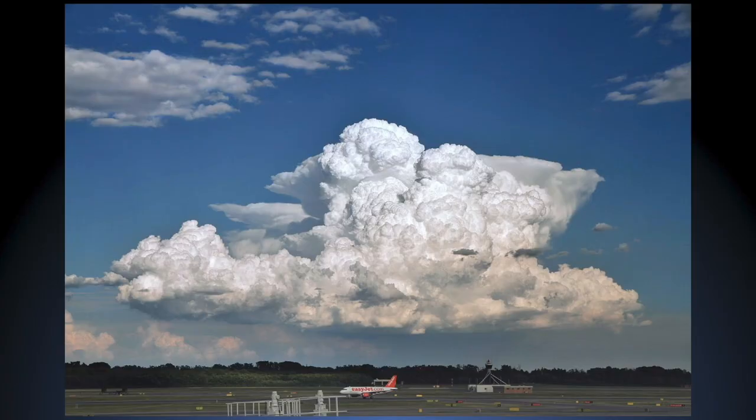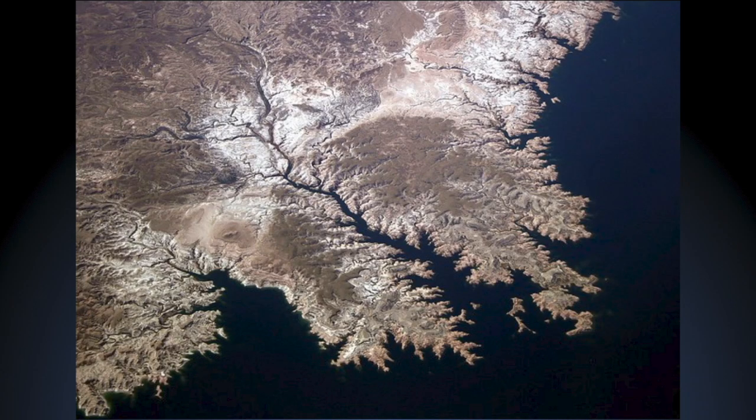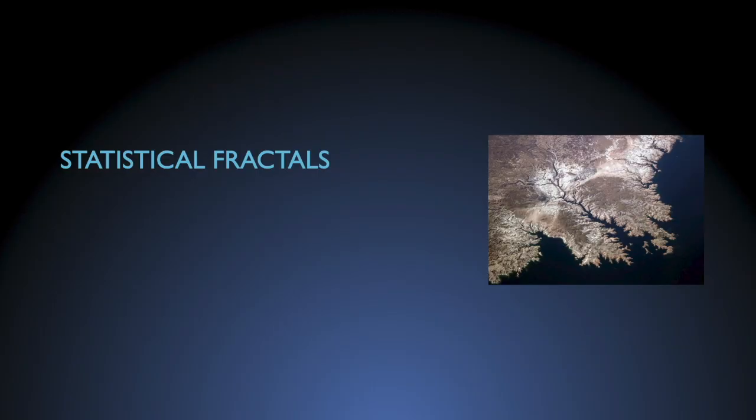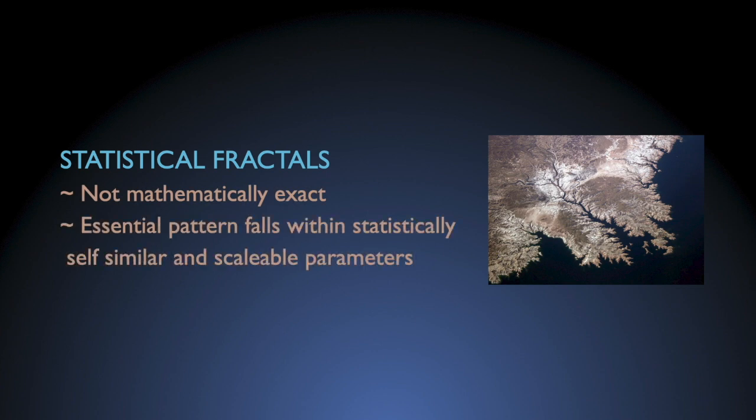So, for example, these intricate outlines of clouds or rugged coastlines eventually came to be known as statistical fractals. They may not be mathematically exact, but their essential pattern falls within statistically self-similar and scalable parameters. One of the best known examples of this is branching form.